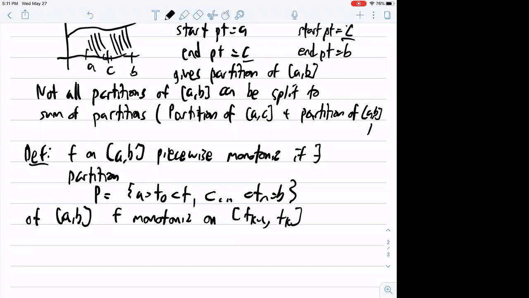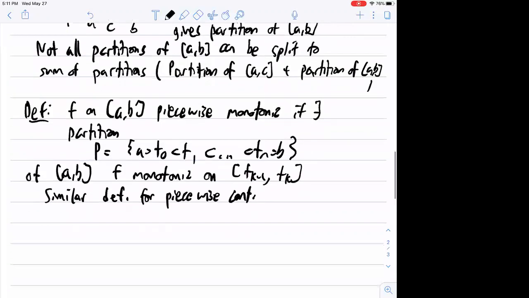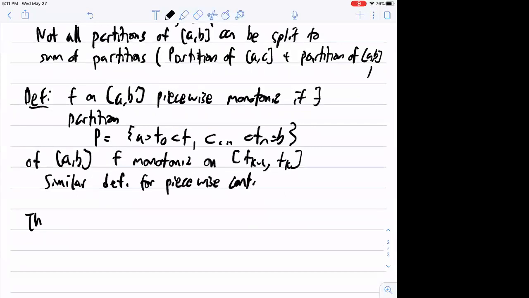What it means is, because here we only showed that increasing or decreasing functions were integrable, now we say maybe you're increasing on an interval, decreasing on another interval, and maybe increasing on the next interval. So basically, we want to say these functions are still integrable. But no, it's only for finitely many. There's a similar definition for piecewise continuous. If you like, just think of it like a piecewise function where each function is continuous. That's the long story short.